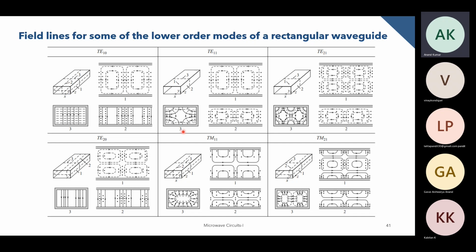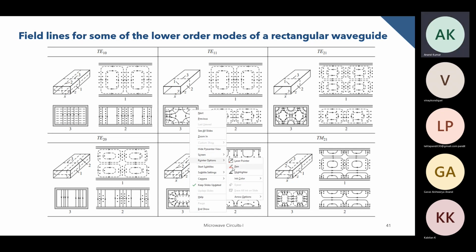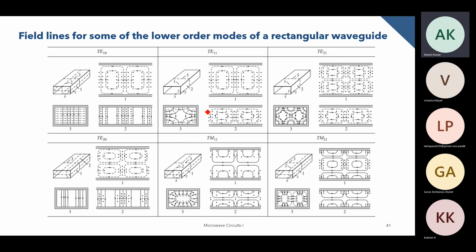Is it the third figure you're talking about? Yes. Okay, so the electric field lines are given over here. Maybe I'll use a pen over here. So the electric field turns out to have a plot like this. It starts from one magnitude, crosses zero, and then comes back to some magnitude.